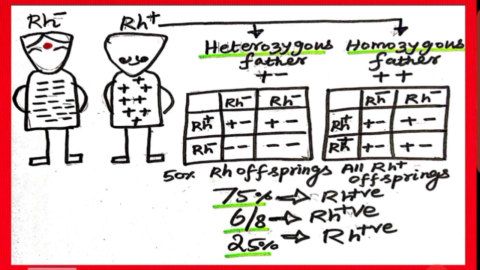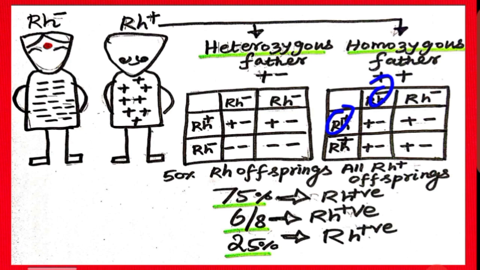Got it? However, if the father is homozygous, see checkerboard 2. If the father is homozygous, meaning plus plus, what will happen? It results in a 100% chance that all offspring will be RH positive. As you observe from the checkerboard, the father is plus. Every child will get one allele from the father and one allele from the mother, right? So that's why all offspring are RH positive.